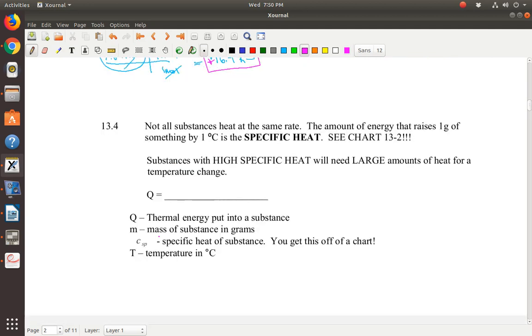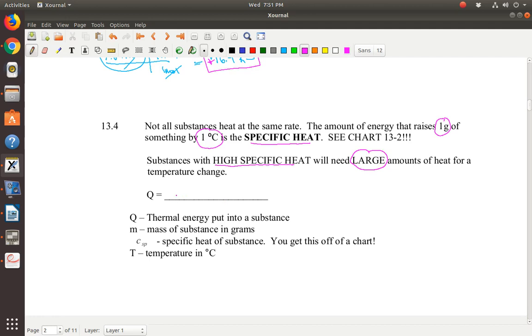13.4. Not all substances heat at the same rate, and that's why that tongue was sticking to the pole, because the pole heats up fast. It has a very low specific heat. The amount of energy that raises 1 gram of something 1 degree Celsius is the specific heat. And substances with a high specific heat need a large amount of heat before the temperature goes up.